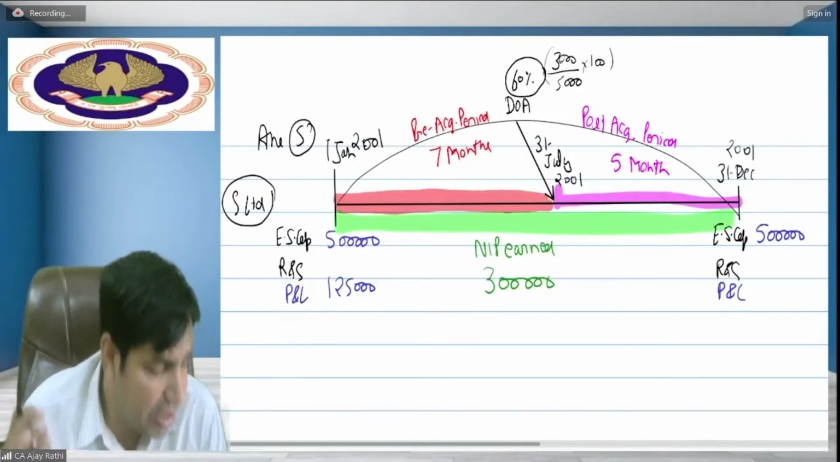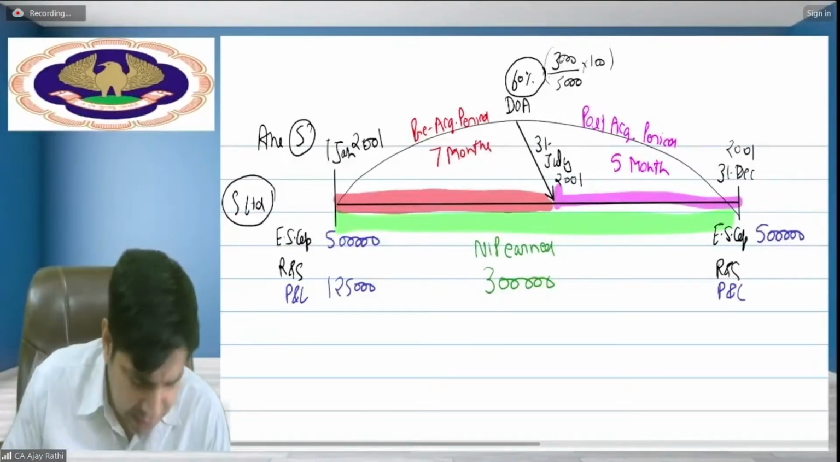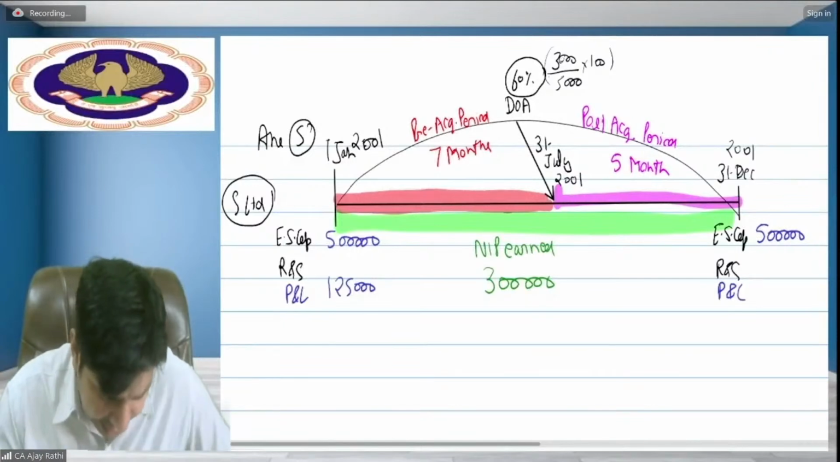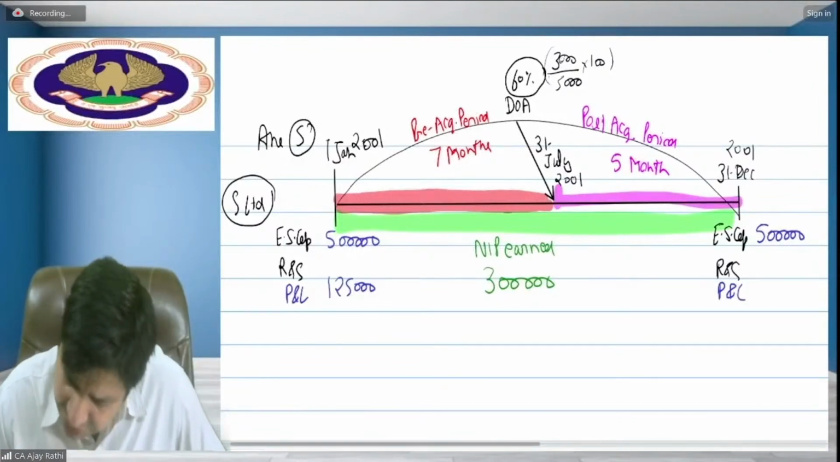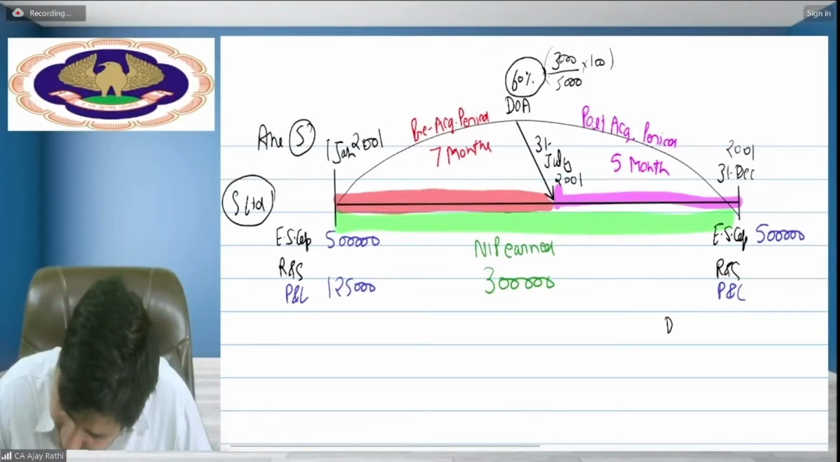At the year end, it declared 40% dividend. Beta, now it's the time. The question has given us one more thing, that the dividend was declared.